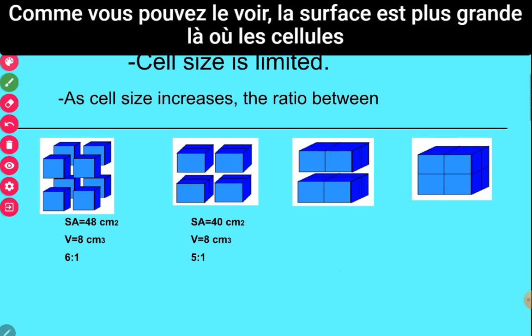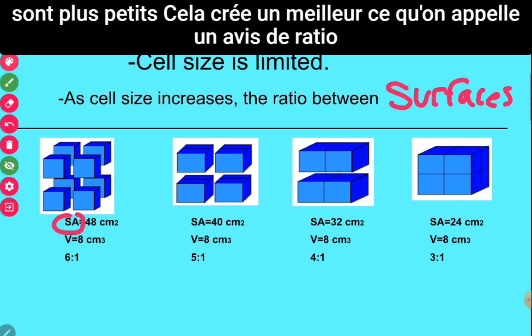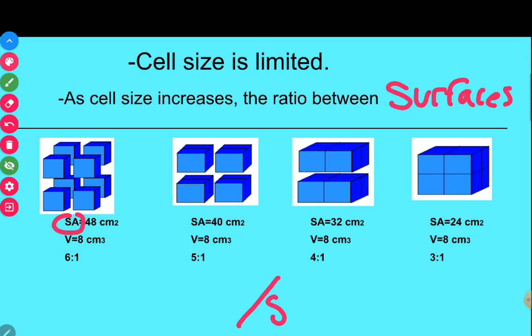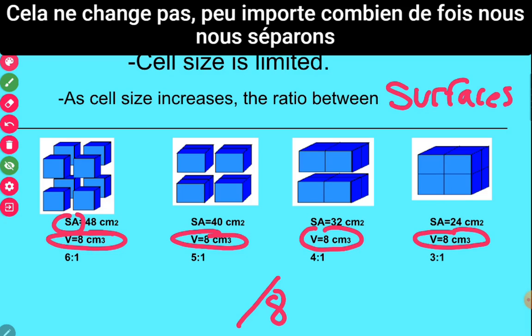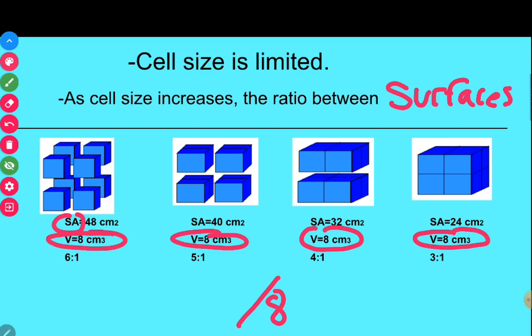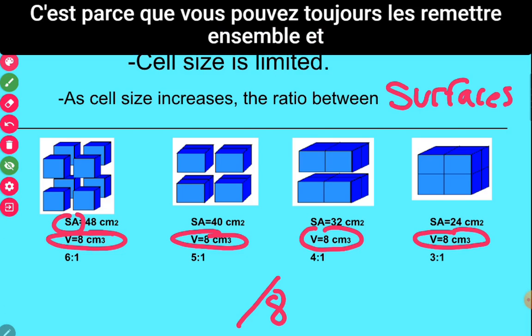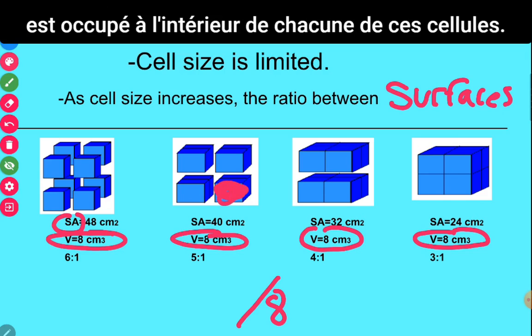As you can see, surface area is greater where the cells are smaller. This creates a better what's called ratio. Notice that the volume in all of these examples is the same. It doesn't change. No matter how many times we break apart the cell, the total volume never changes. That is because you could always put them back together and have the same thing. Volume is just the amount of space that is occupied inside each of these cells.